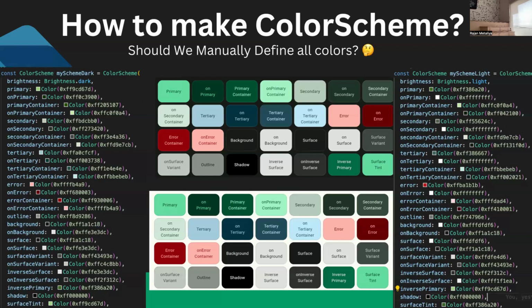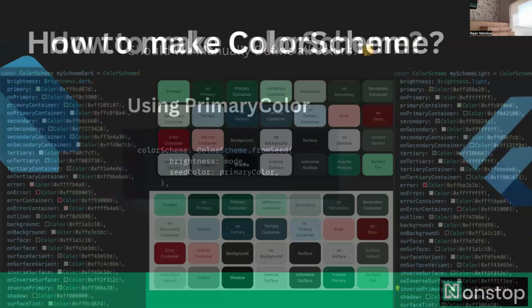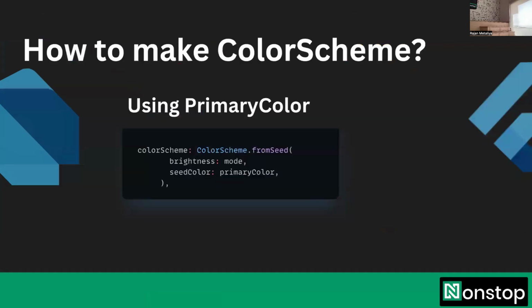So what Flutter gives us is the ability to define colors with just one color. If we give one color, it will generate an entire color scheme. In this example, we give one color and it generates the entire scheme. So I will look at the next slide.